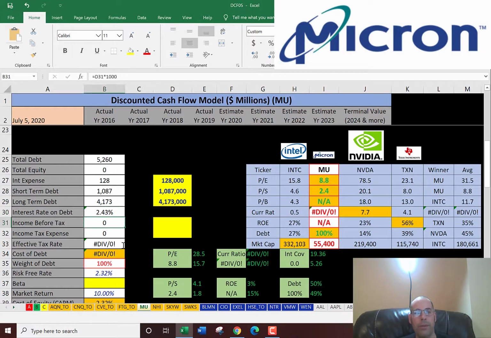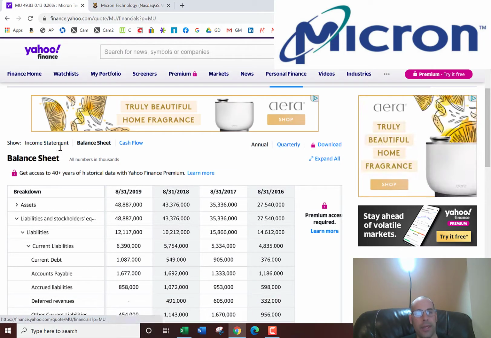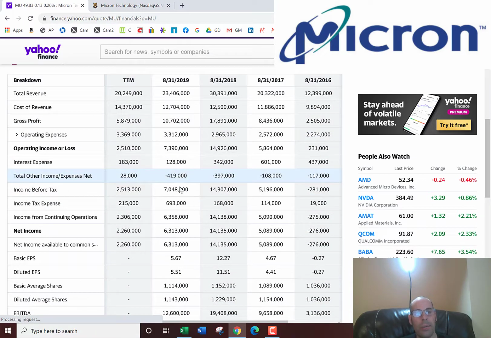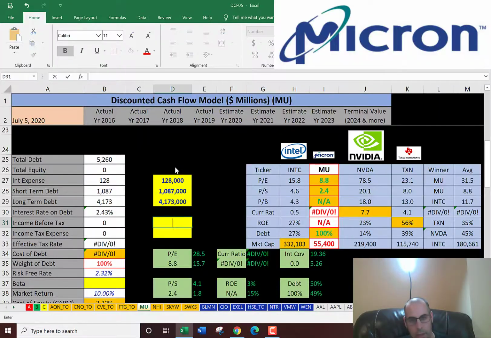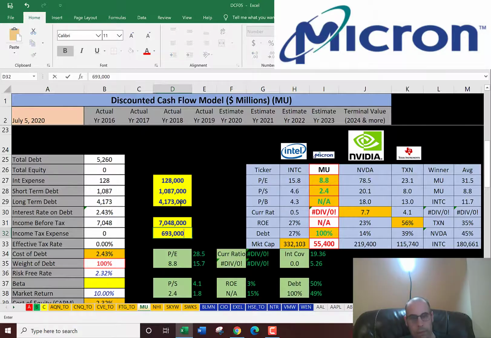And they pay 2.4% interest on their debt. Interest payments are tax deductible. So let's get their effective tax rate. We'll go back to the income statement. The income before tax is $7 billion, and the income tax is $693 million. So the cost of debt is 2.2%.